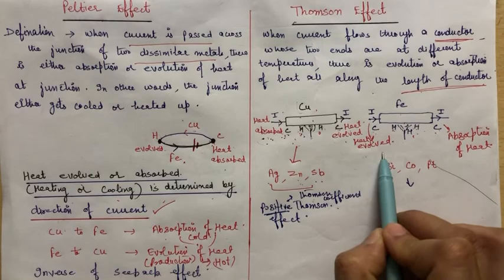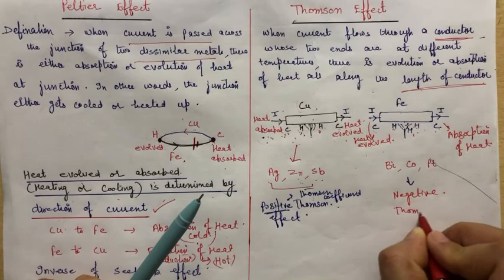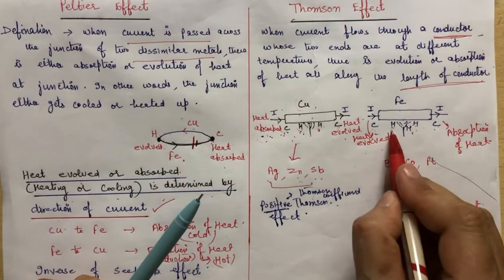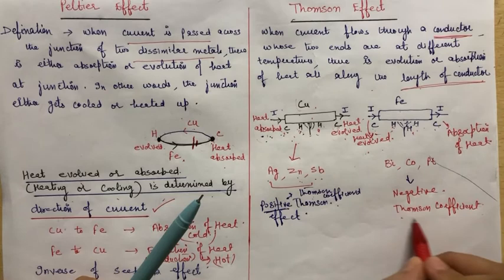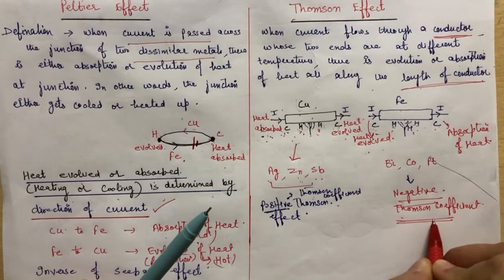And when current passes from cold to hot junction, there is an evolution of heat, then those metals have a negative Thomson coefficient. Clear? So cold to hot, heat evolved. Hot to cold, heat absorbed. So these have negative Thomson coefficients. So this is about positive Thomson coefficient and negative Thomson coefficient.